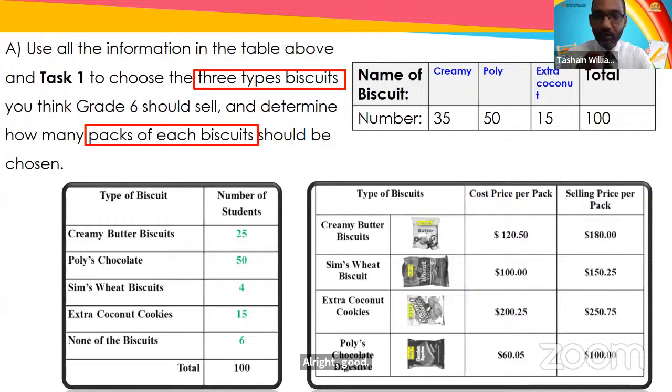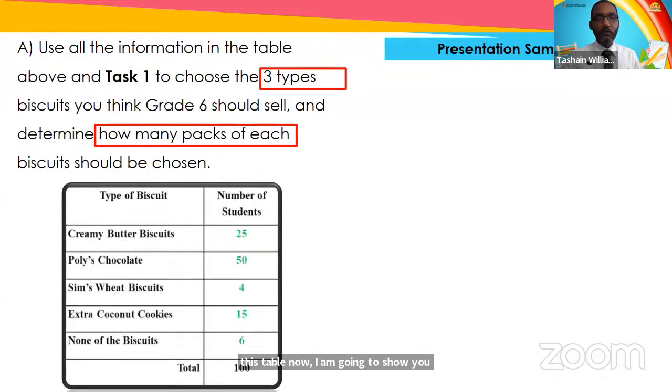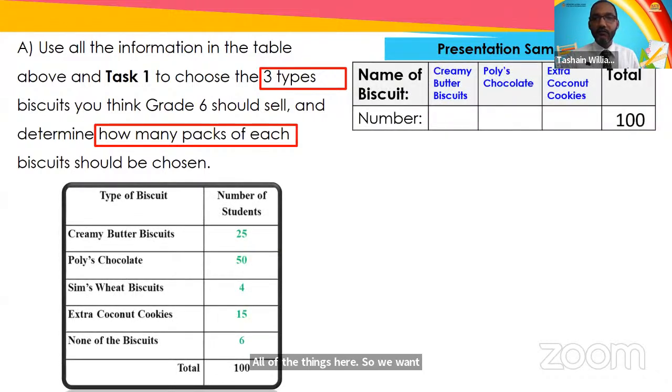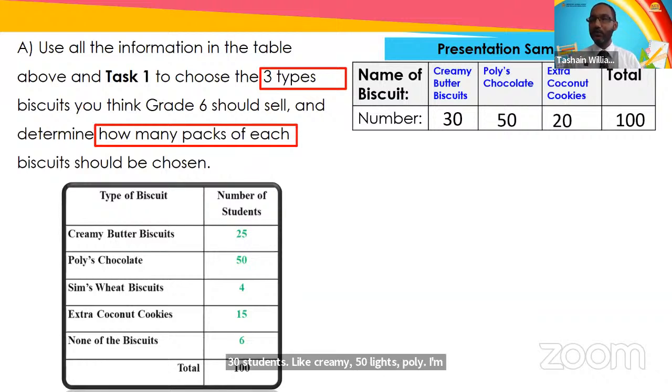Because you would have populated this table now, I am going to show you all of the things here. So we want to focus back on the number of biscuits. In my presentation, I'm showing you what I would choose now, right? So you would choose those numbers for yourself and that would work. And you'd get 100, don't it? Let's see if this sample works too. 30 students like creamy, 50 likes Polly, and 20 likes extra coconut cookies.